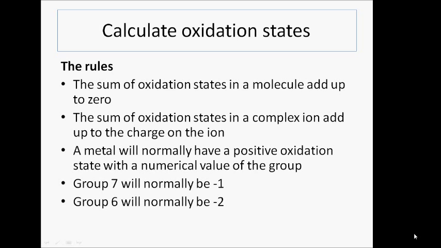The non-metals are slightly more difficult to remember because it's the other way around, but if you're in group 7, they would normally be -1. You should be used to from GCSE that a group 7 element will normally form a -1 ion. In which case, it has 1 extra electron than it would normally as an uncombined atom. So therefore its oxidation state will be -1. Group 6 will normally be -2, and group 5 normally -3.